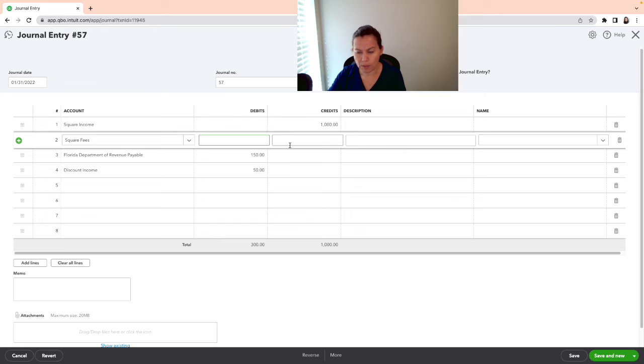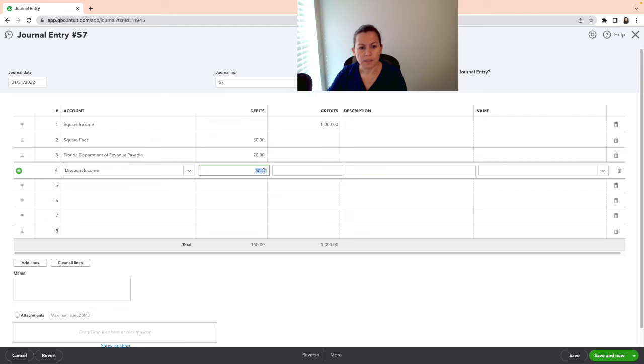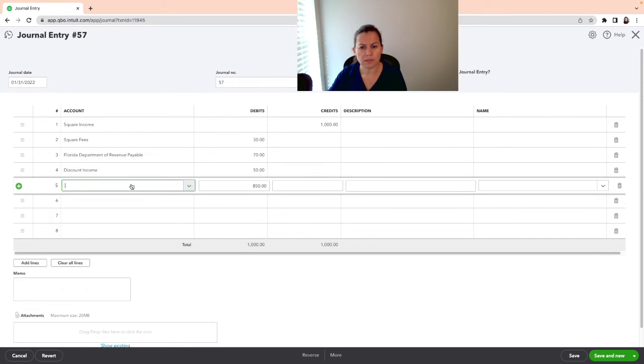And Square fees were $30. Okay. You have sales tax, let's see, $70. Discount $50. There's no tips, and the total amount that was deposited or transferred into the account was $850.